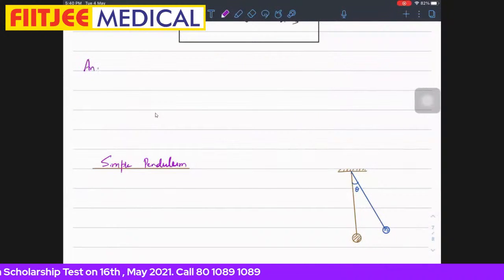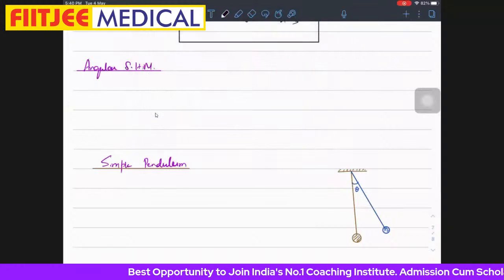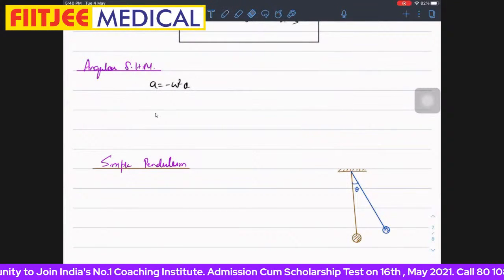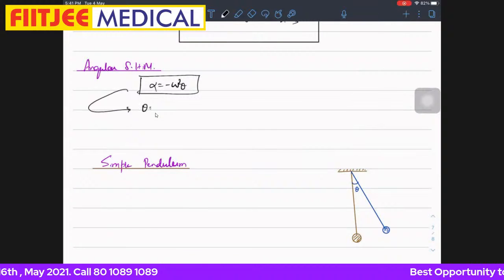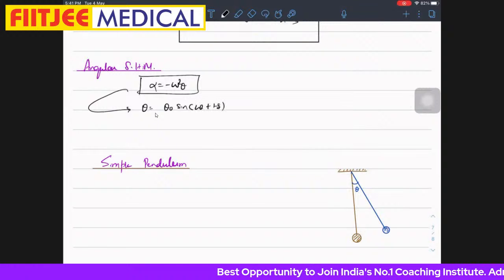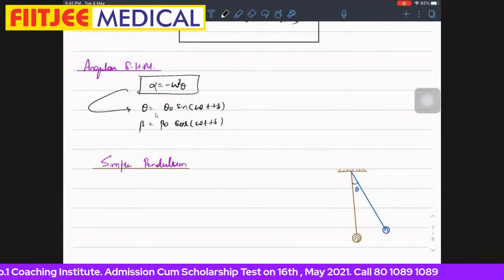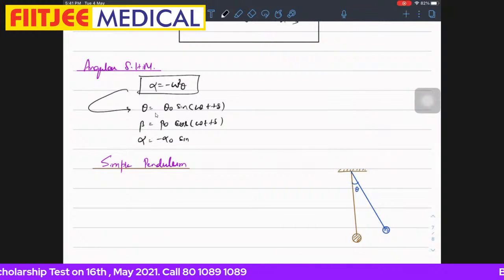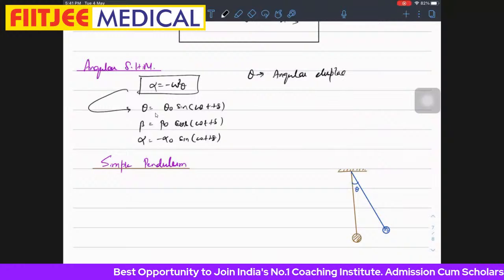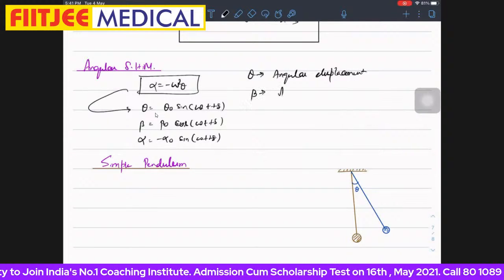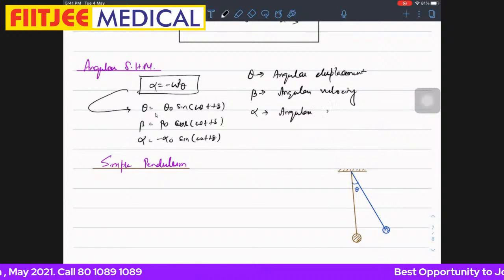So let me define the angular SHM. In linear simple harmonic motion, a was proportional to minus x. Here alpha is proportional to minus omega square theta. If we derive here, we'll get equations in the same format. Theta equals theta naught sine omega t plus delta. Beta equals beta naught cos omega t plus delta. Alpha equals alpha naught minus sine omega t plus delta. What is theta here? Theta is angular displacement. What is beta here? Angular velocity. What is alpha here? Angular acceleration.